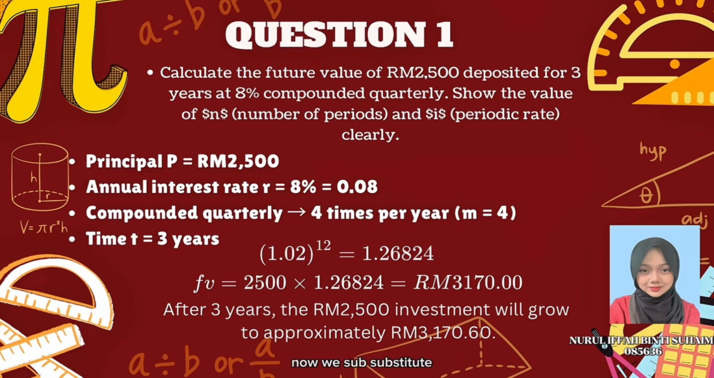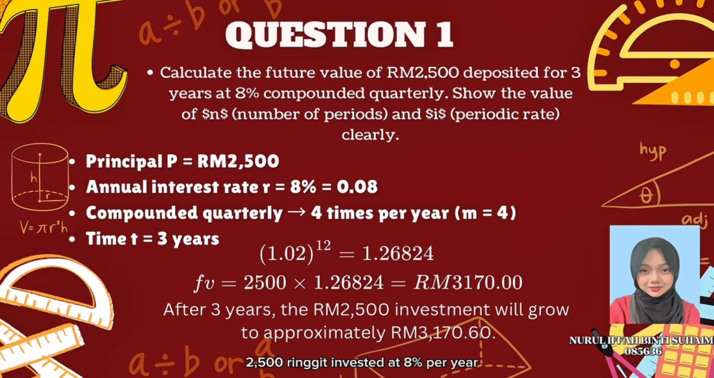Now we substitute these values into the compound interest formula. Future value equals P times open bracket 1 plus i close bracket to the power of n. Future value equals 2,500 ringgit multiplied by 1.02 to the power of 12. After calculating, the future value is approximately 3,170 ringgit and 60 cents.